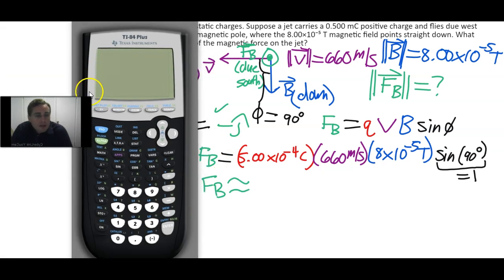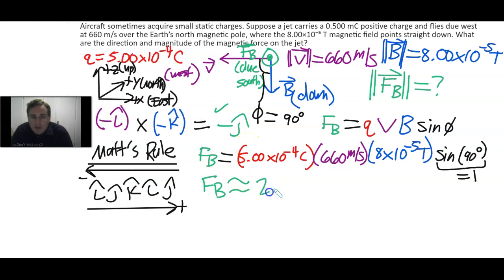All right. So on and clear. We need 5 times 10 to the minus 4 power times 660 times 8 times 10 to the minus 5th. We'll hit enter. We get 2.64 times 10 to the minus 5th. Notice that I think all of these are 3 significant digits, so we'll just write that down. So this should be 2.64 times 10 to the minus 5th, and it's a force, so the SI units are going to be newtons.